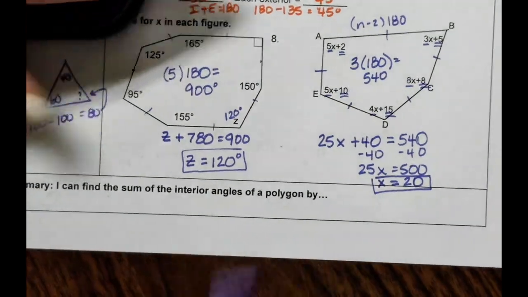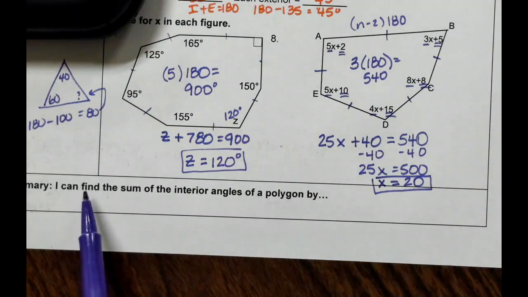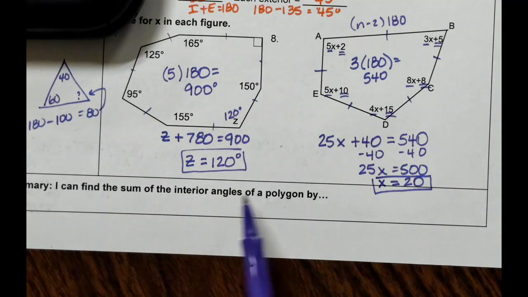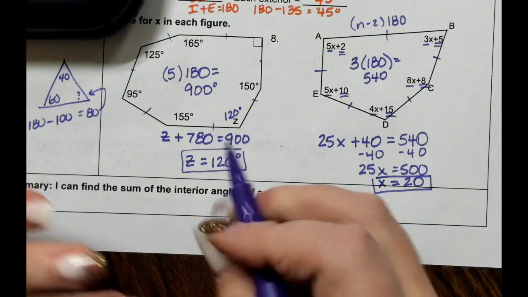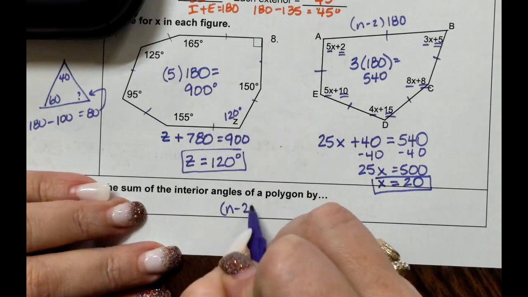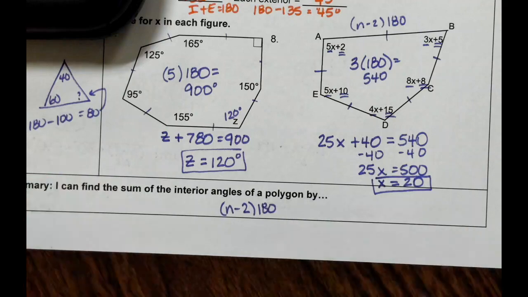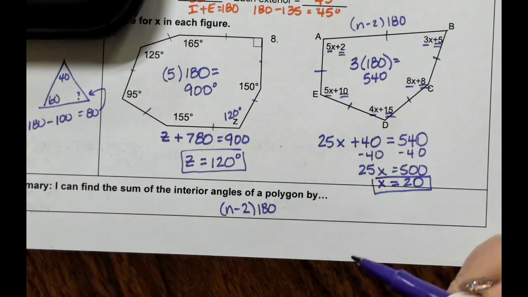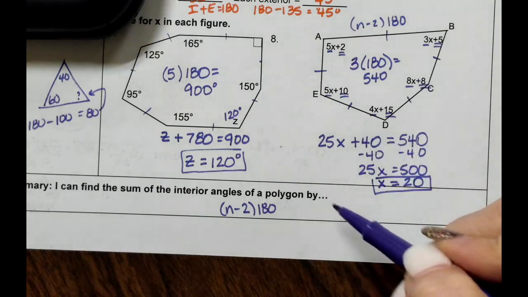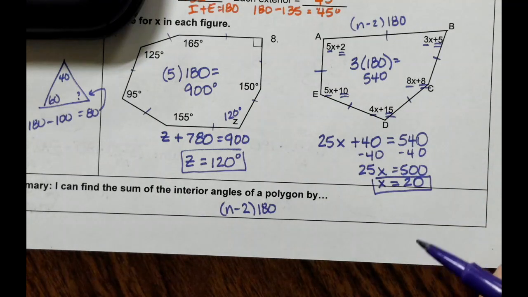Okay, so in summary, I can find the sum of the interior angles of a polygon by, you either need to memorize the rule n minus 2 times 180, or you need to be able to find the number of triangles by drawing in the number of diagonals, counting the triangles, and multiplying them by 180. And then the exterior angles always add up to 360.